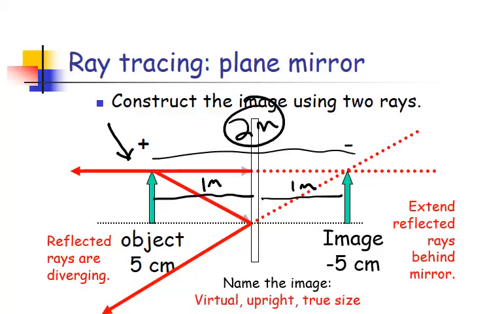The name of the image: virtual, upright, and true. So it's virtual, it's on the dark side, it's negative side, it's upright, and it's true.